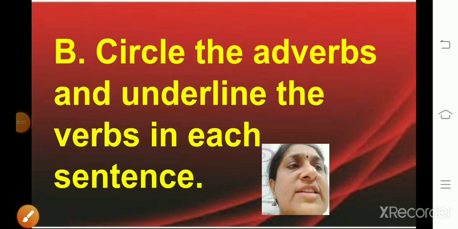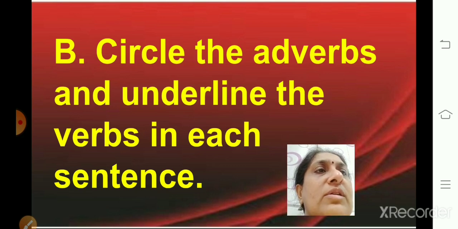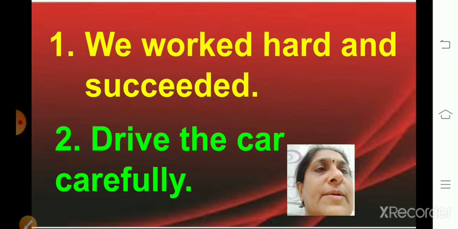Okay, let's move on, children. B activity. Circle the adverbs and underline the verbs in each sentence. First sentence, we worked hard and succeeded.